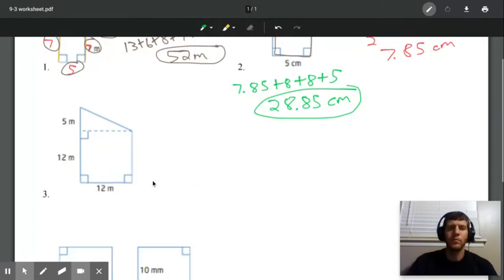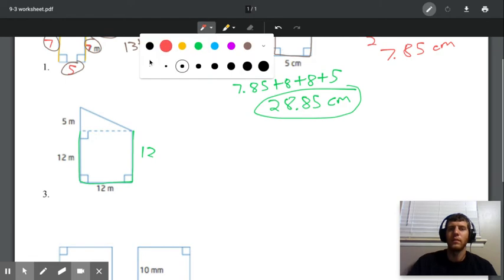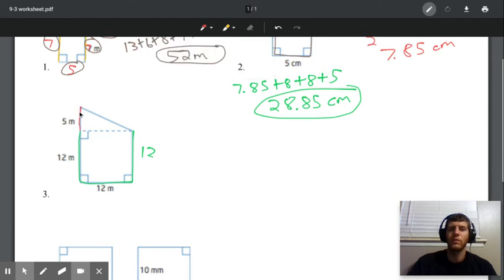All right, number 3 for perimeter. We start off with this square, so that's 12, 12, and 12. And then here we have a triangle. So we need these two pieces of the triangle. If we draw the triangle over here, we have 5. We know this piece here is 12. Right? If it's 12 down here, that means this length here is 12. But in order to find the perimeter, we need this length here.